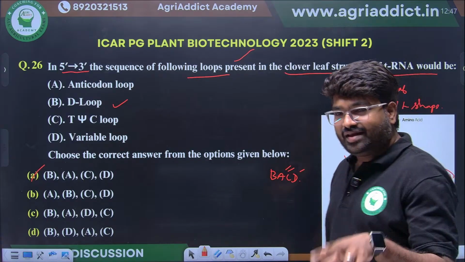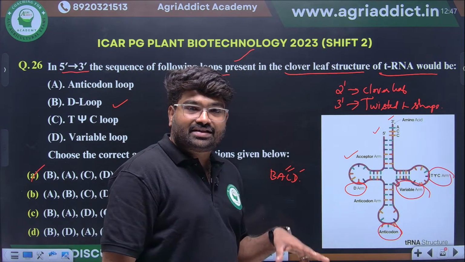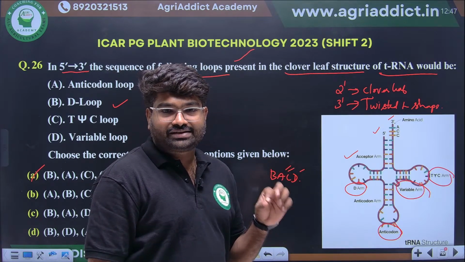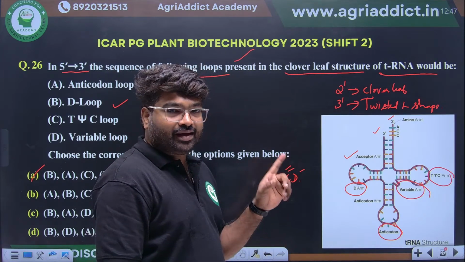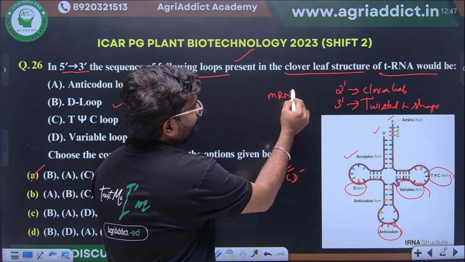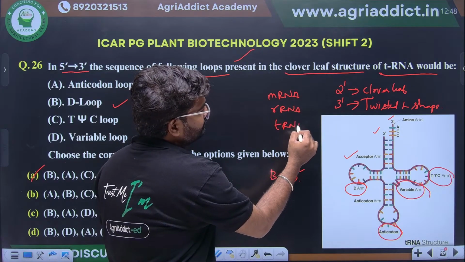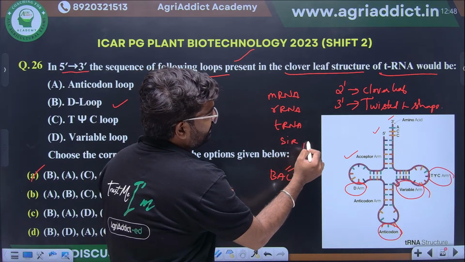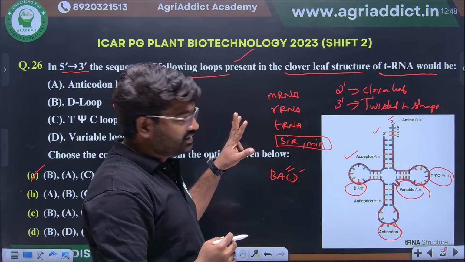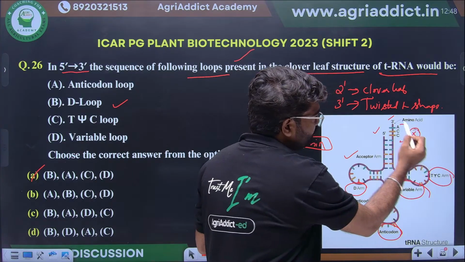Another important thing we are going to discuss about tRNA. tRNA is the smallest RNA molecule. Most important, comparing to mRNA and ribosomal RNA, tRNA is the smallest one. If they give siRNA or miRNA, then those will be the smallest ones. This is clear.